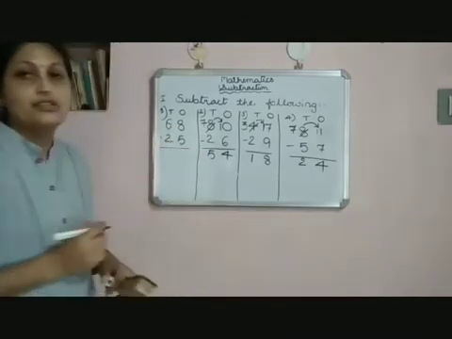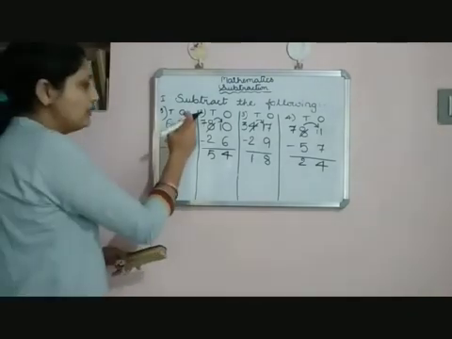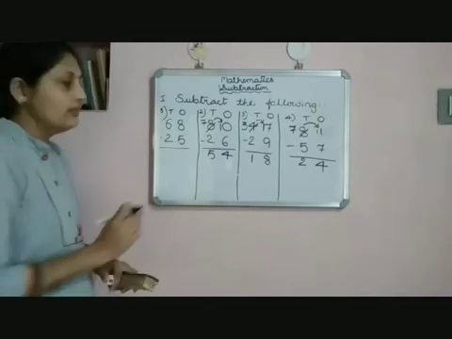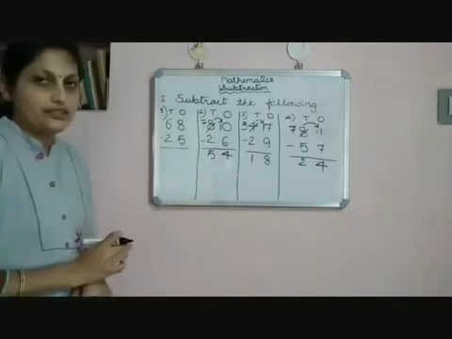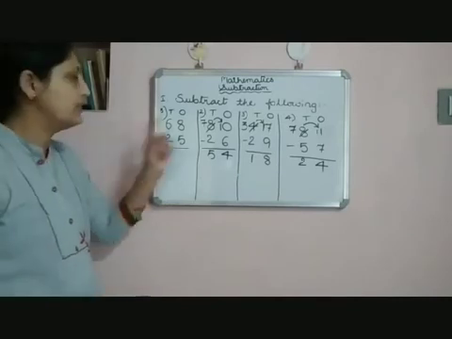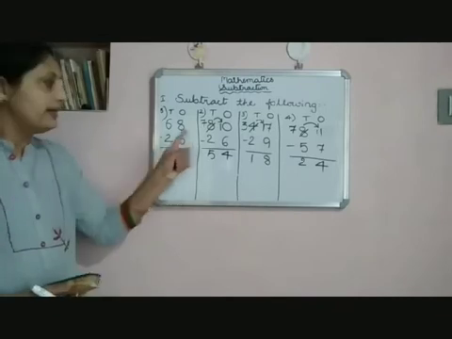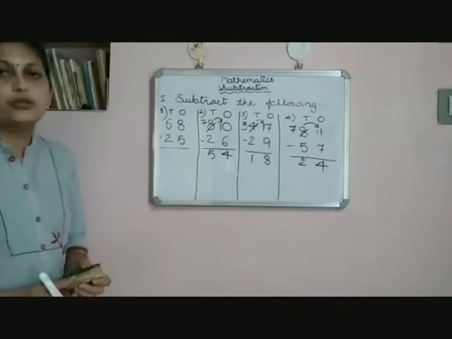(68 minus 25). So look at this sum. You have 8 minus 5, which means 8 is greater than 5, isn't it? So you can remove 5 things out of 8 things. So here you need not take borrow. Clear? You need not take borrow here because 8 is greater than 5. So you can remove easily.